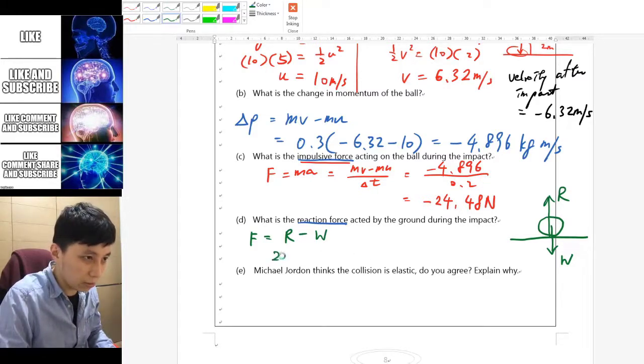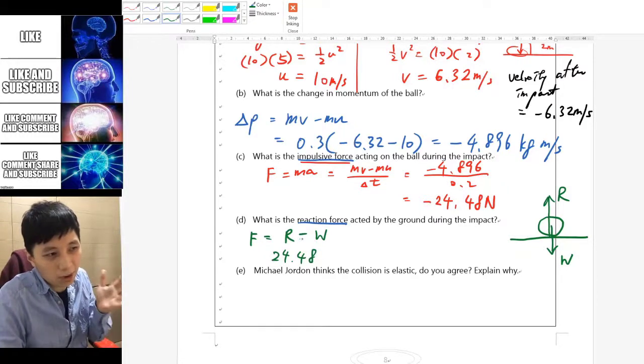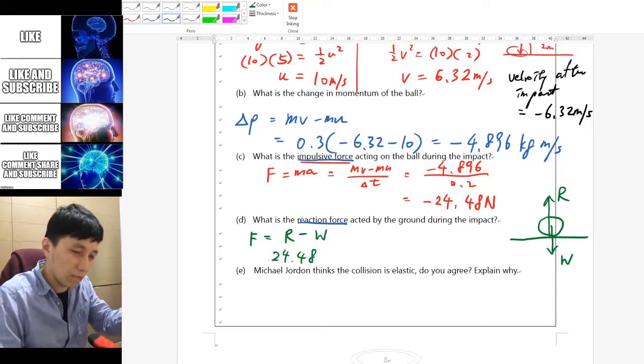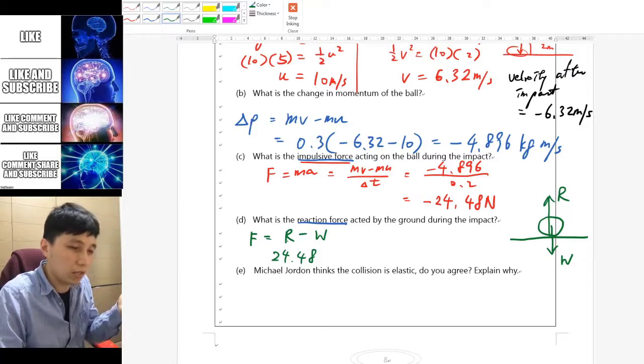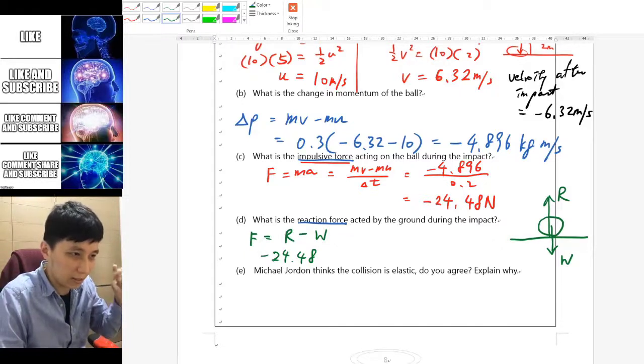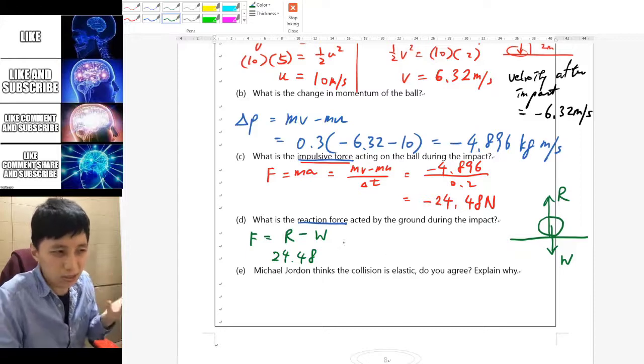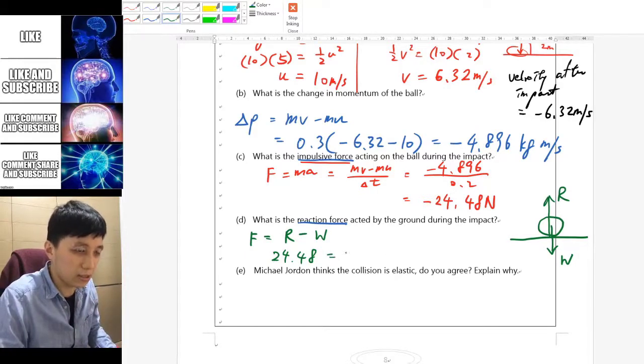So that is going to be 24.48. In this case, we do R minus W, so we kind of convert it back to positive. Or if you like to, you can do F equal to W minus R, because downward is positive and keeping this as negative. So either way is fine, right? But just to make it easy to understand, I guess this way is probably easier.